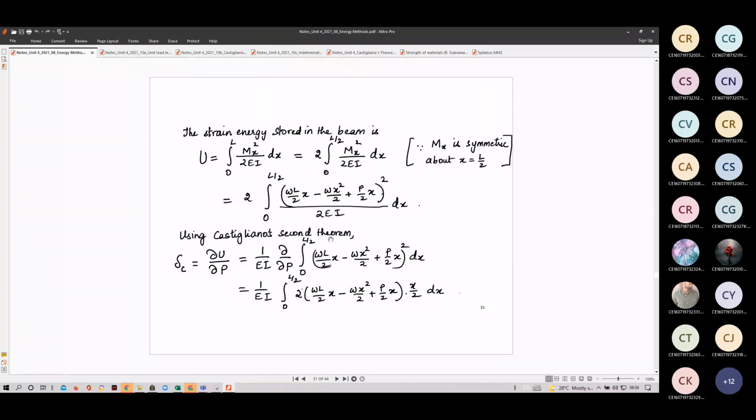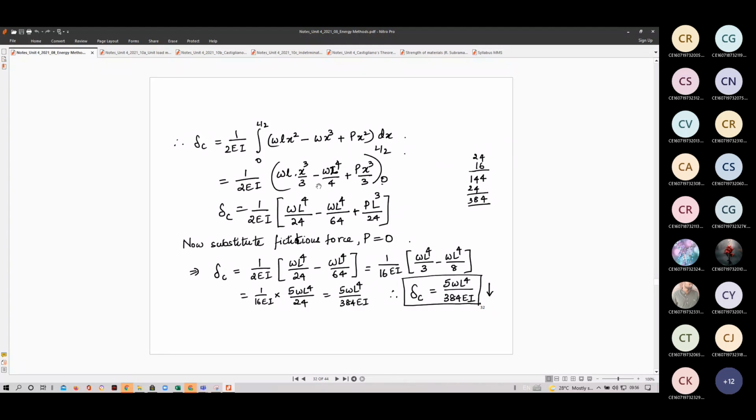Then using Castigliano's second theorem, the displacement at C will be the partial derivative of the strain energy stored with respect to P. So taking EI common, differentiating and then integrating. After integrating, substituting the limits correctly, and then substituting the fictitious force P equal to 0, we get the deformation. We get the maximum deformation at the center.